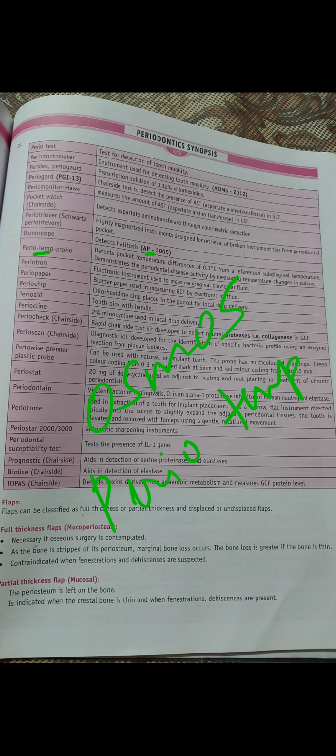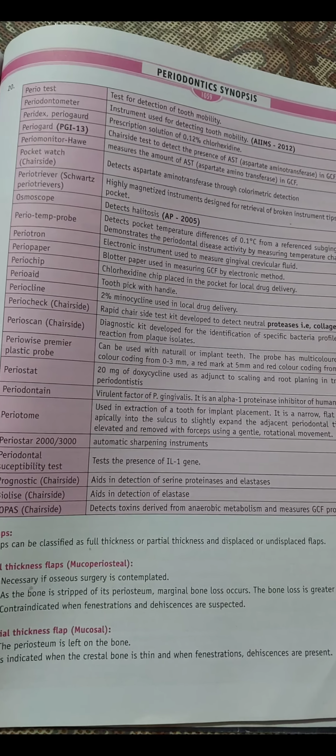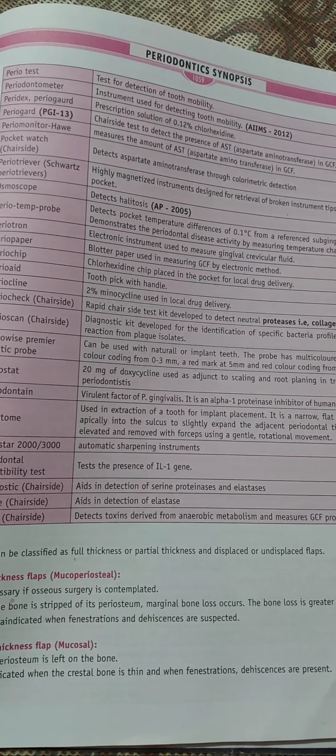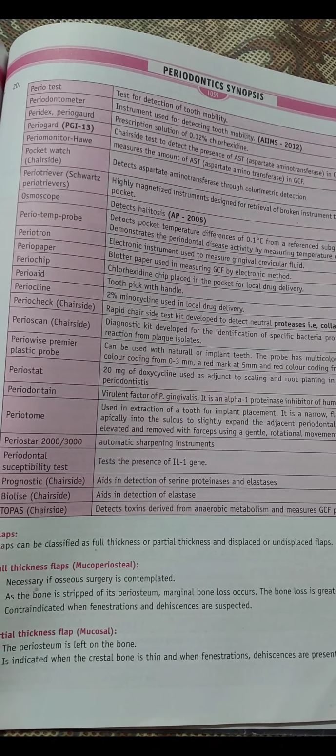Next is Periotron, which is a very frequently asked question. You will have this question a lot of times. Most of you must be knowing it. Periotron is an electronic instrument used to measure the GCF. So whenever there is a need for calculating quantitatively the amount of GCF, go with the Periotron. We have Perio paper, which is a blotter paper used in measuring GCF by electronic method. Okay, so the paper which can be used for finding the GCF is Perio paper.